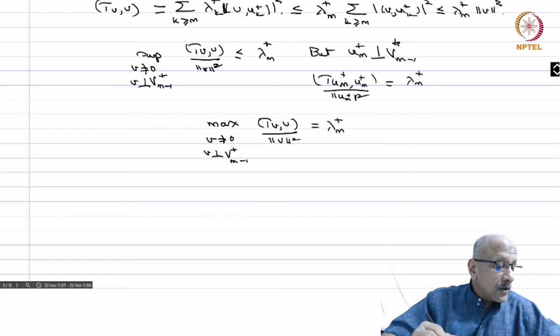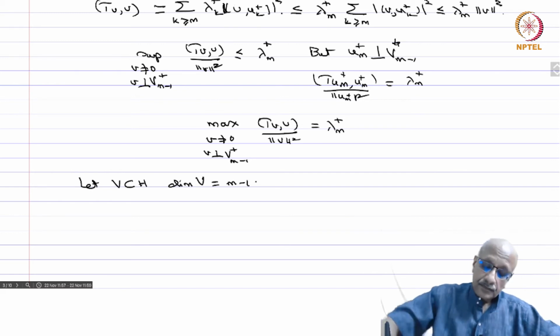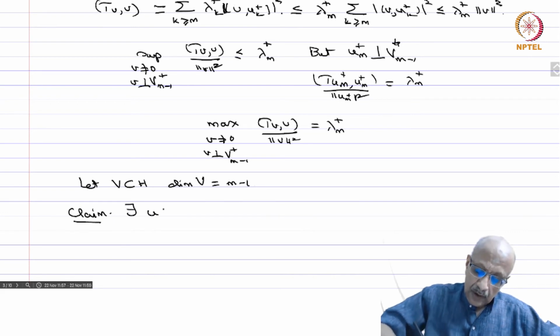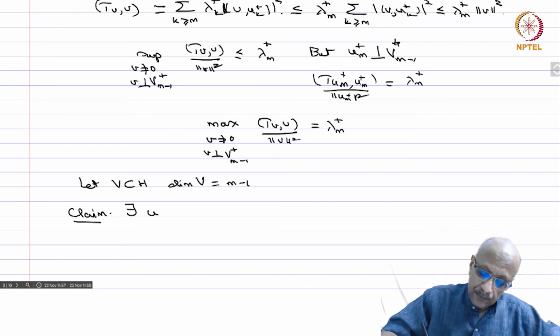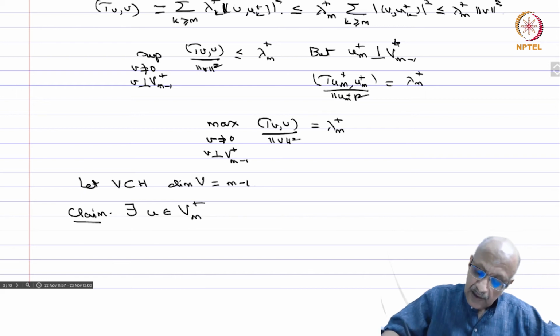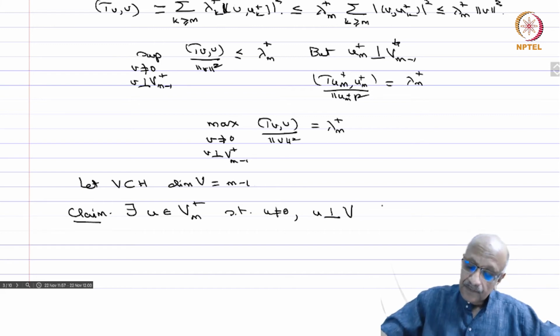Now for the third one. Let V be contained in H, dimension of V equals m minus 1. Then the claim is there exists a u belonging to V_m^+ such that u is not equal to 0 and u is orthogonal to V.